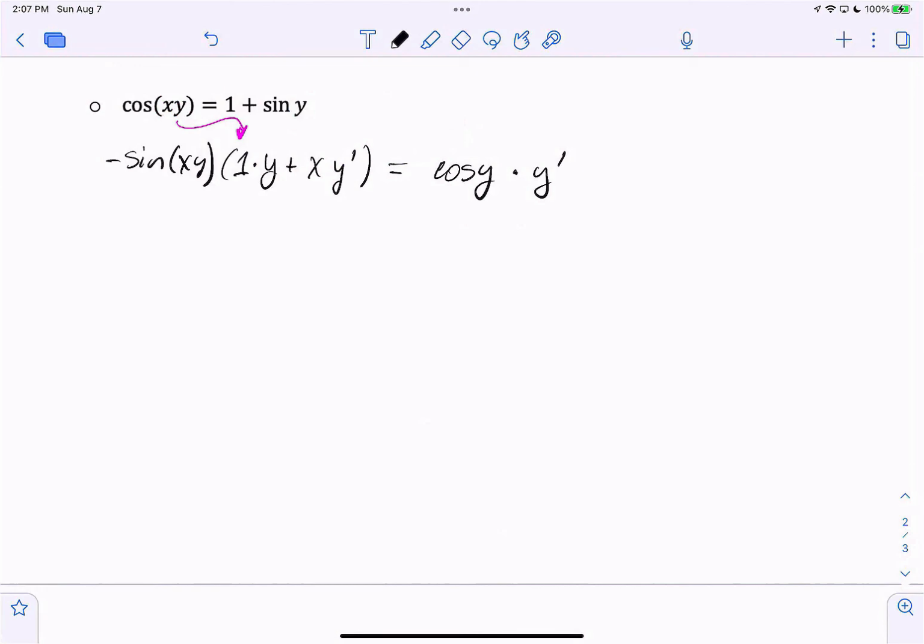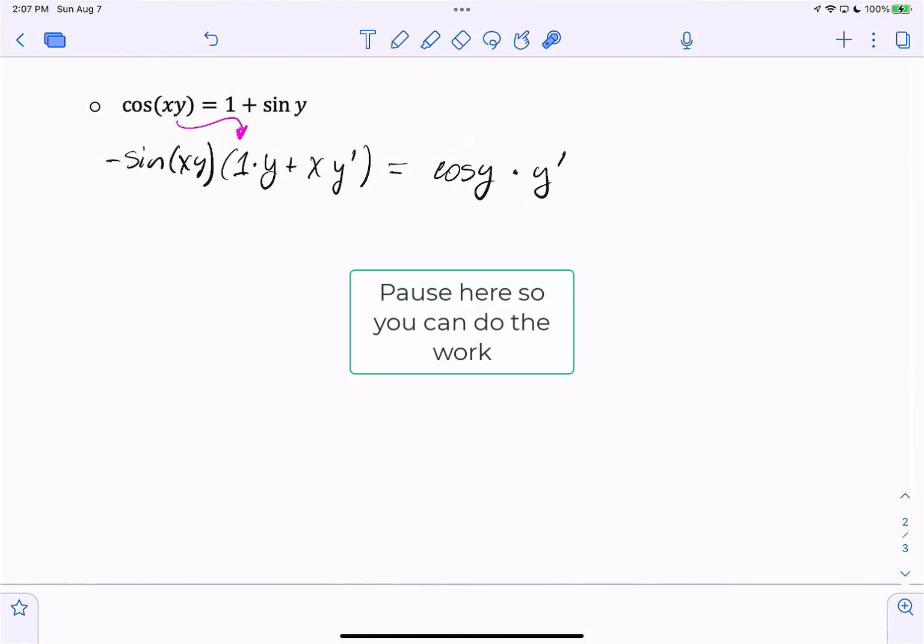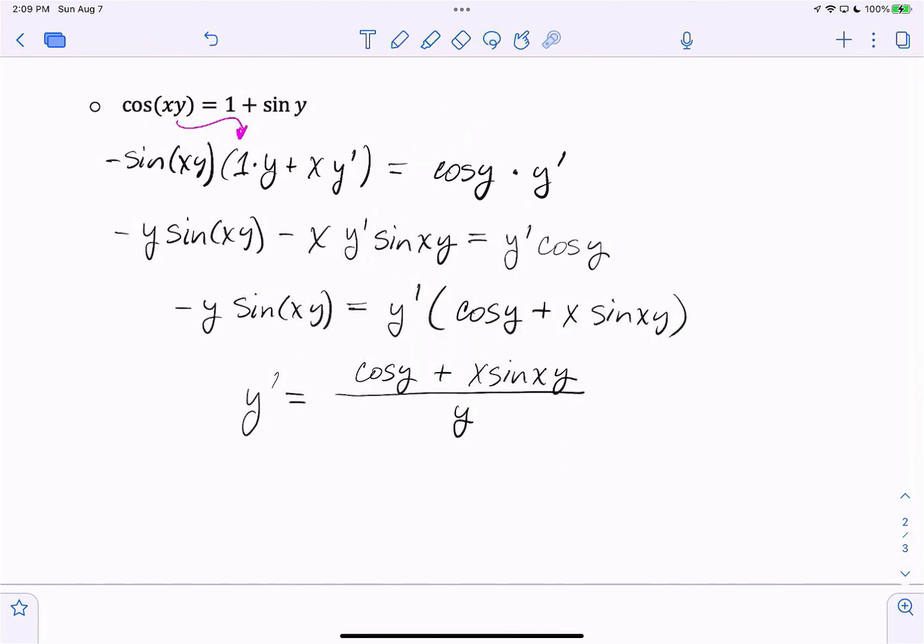Now, I'd like for you to take a moment to solve for y prime and then come back. After collecting all the y primes on the one side and factoring out the y prime, I get that y prime is equal to the cosine of y plus x times the sine of xy divided by y.